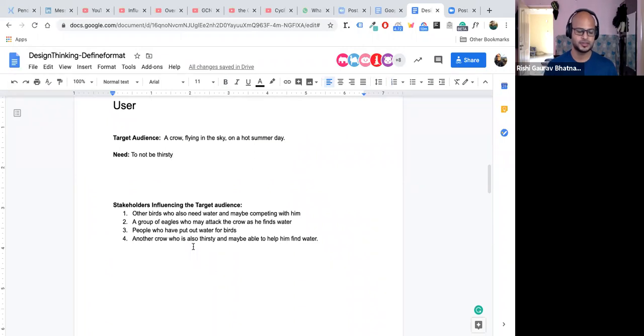In the case that we spoke about a little earlier on the call, when we are speaking of the communities which are hearing impaired and have speech impediments, their need could be to be better connected with everybody. Their need could be to be able to communicate with confidence. Their need could be to be understood by other people. That could be their need.